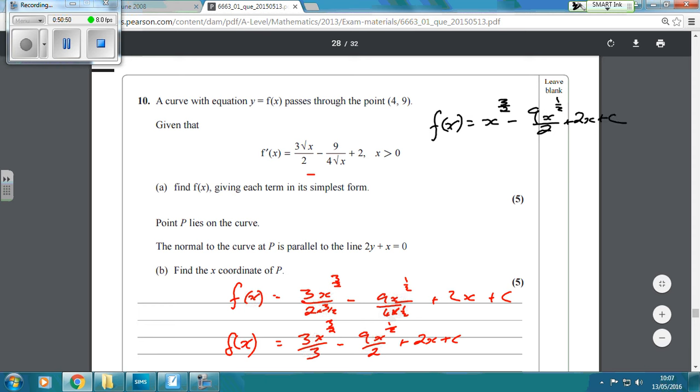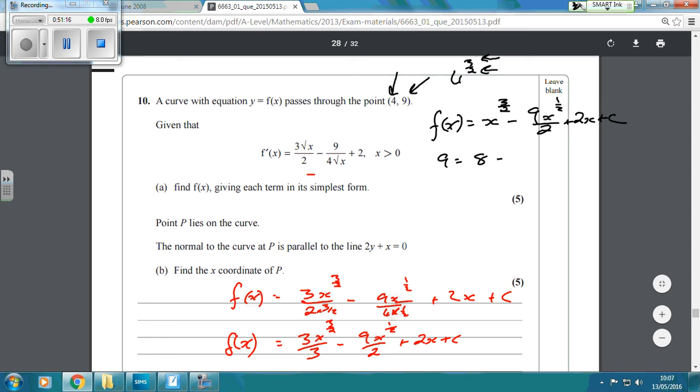And then what we need to do is substitute in y as 9 and x as 4. So we've got 9 equals 4 to the power of 3 over 2. The way we do 4 to the power of 3 over 2, we deal with the bottom part of the fraction first. That's going to be the square root of 4, and then we raise it to the power on the top. So square root of 4 is 2, raised to the power of 3 is going to be 8.